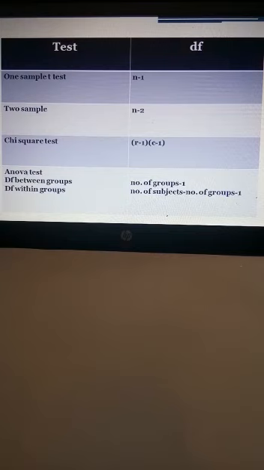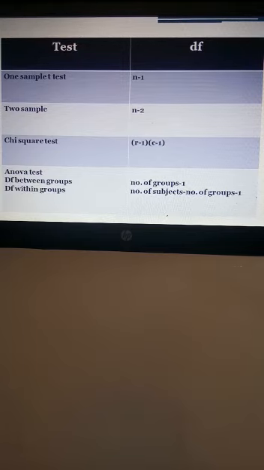Like if we are doing a test on one sample, like the one-sample t-test, the formula for the degrees of freedom is n minus 1, meaning the total number of observations. If we have 5 observations, then 5 minus 1, so the degrees of freedom will be 4.